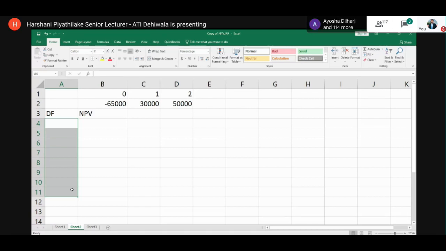Understand what I say? Using different cash flows, you can take different discounting factors, and for the different discounting factors, different NPVs. You can calculate by using the NPV formula. Then by giving this particular range, you can graph the IRR by using the scatter graph method.